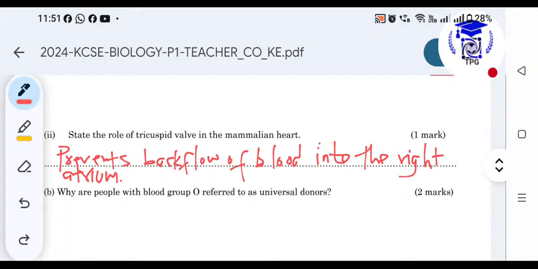Why are people with blood group O referred to as universal donors? So I hope we have universal donors in class. Personally, your teacher is a universal donor. Nyinyi sijui ama mko blood group O. I'm blood group O and I'm a universal donor. And I do donate blood. Huwa napeana damu. So I'm a universal donor.